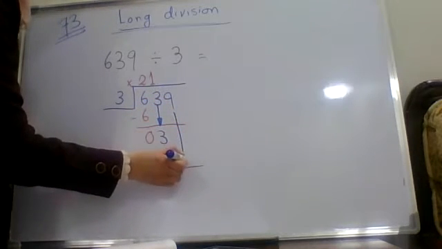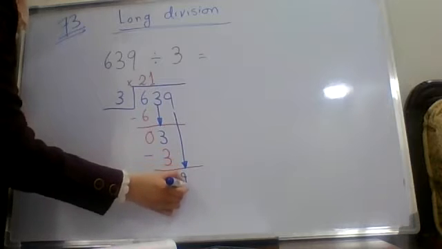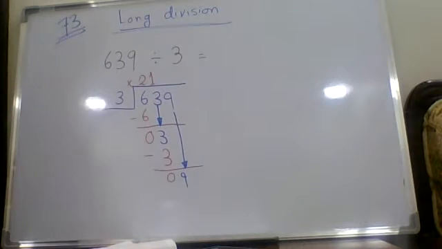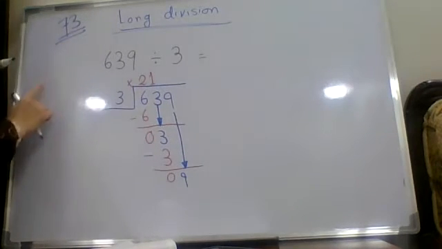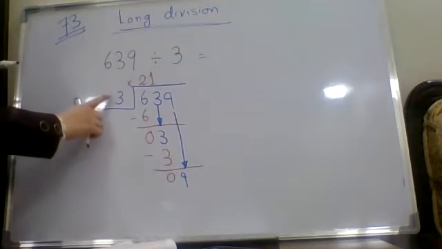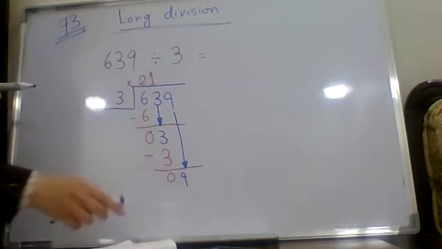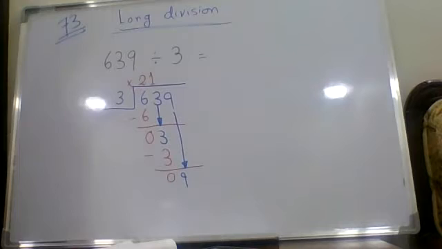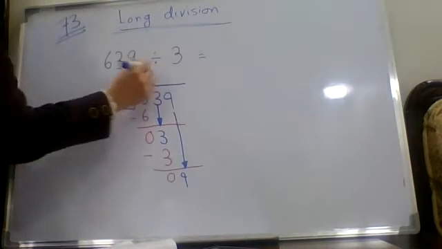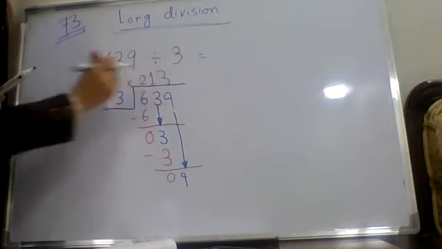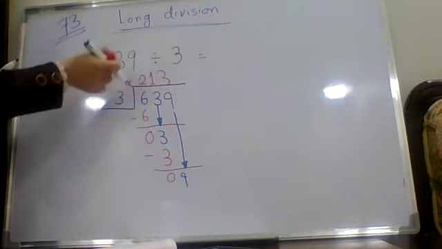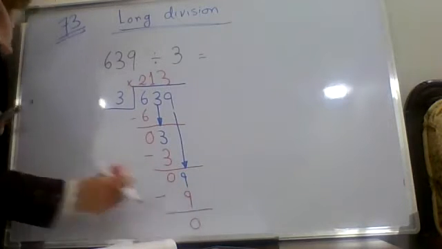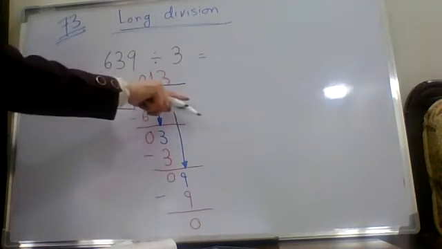Put the 9 down. Okay? How many 3s inside this 9? I need to remember, on the times table of 3, if I put 9 in front of me, how many 3s can I find inside this 9? I can find three 3s, okay? So the answer is 3. Now I multiply again: 3 times 3 equals 9. Subtract again, and 0. Do I have any more numbers? No.